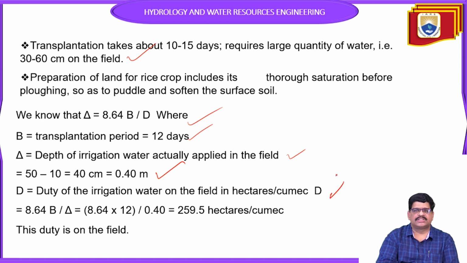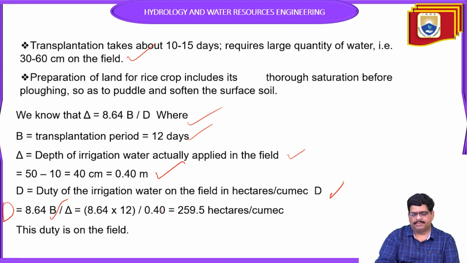Next, 8.64 B by D, that is, base period by duty. Duty D is equal to 8.64 B by delta. So the general formula is delta is equal to 8.64 B by D. That is the basic formula, and from this we can derive changes as per our requirements.